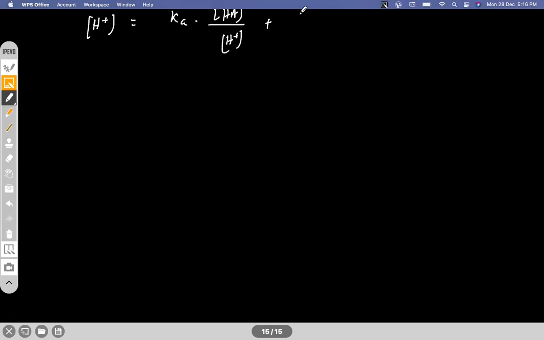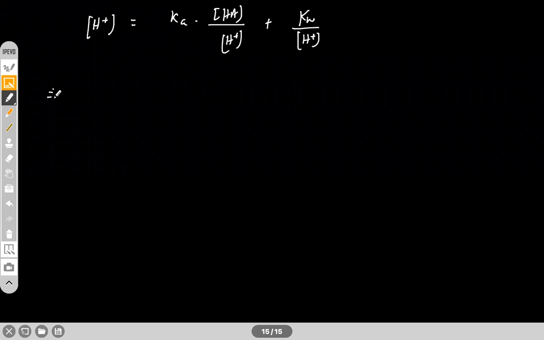So what we get here, you see. H plus equals Ka into HA by H plus, plus Kw by H plus. Okay. So H plus concentration squared equals Kw plus Ka into concentration of HA.